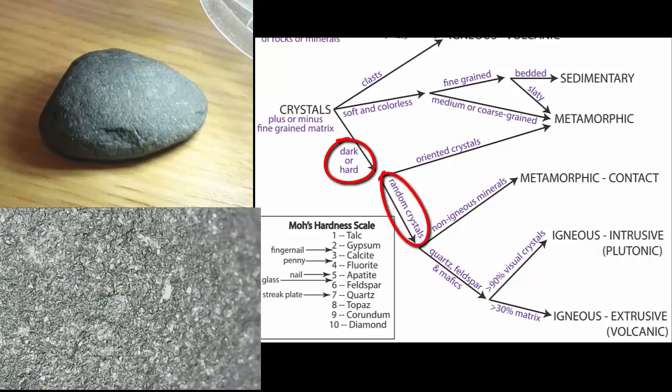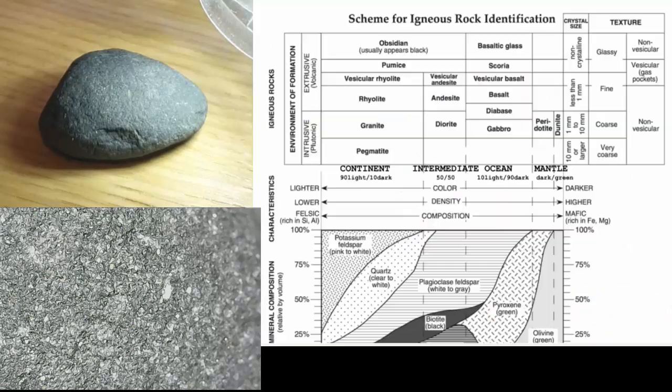Not sure. Range of minerals greater than 30%, but not greater than 90%. So igneous, extrusive. So that makes sense. So we go to the igneous tables now. And like we did before, we can go right to the darker end. And we go up here to the texture, and it's very fine.